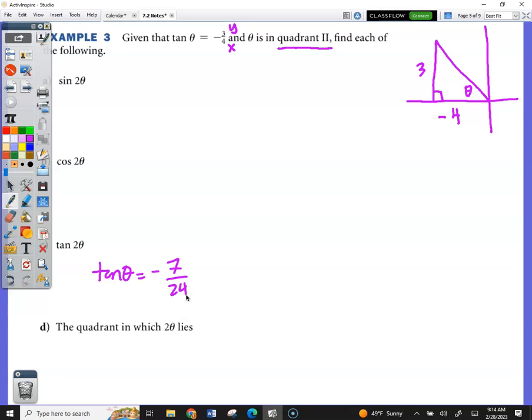If tan's negative, then you know you're in either 2 or 4. But they'll either say what quadrant you're actually in, or you gotta know these: pi over 2, pi, 3 pi over 2, and 2 pi. Or they might say theta is in between. For instance, if I wanted quadrant 2, I would say in between pi over 2 and pi. So that's another way that they can secretly say, hey, you're in quadrant 2. But yeah, they'll always tell you what quadrant you're in.